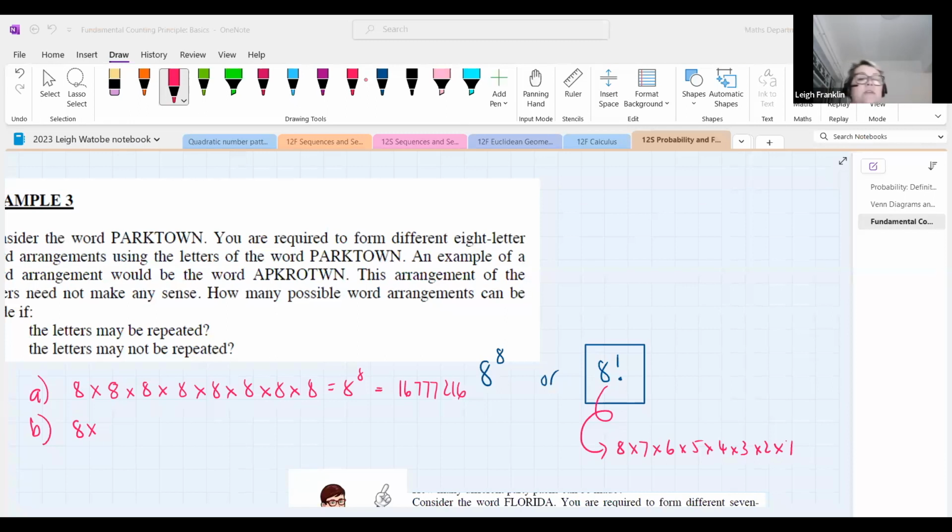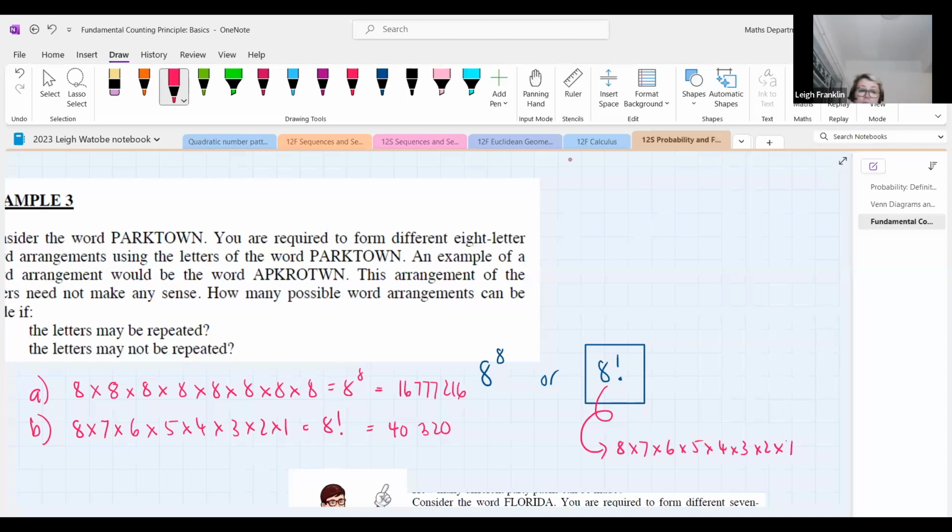Not that that's actually part of our syllabus, it isn't. There are no identical letters. So if you've taken the T, there are now only 7 letters left. If you now take another letter, there are only 6 letters left. Then 5, then 4, then 3, then 2, then 1. And that is 8 factorial. And as you said, Chloe, it would be 40,320.